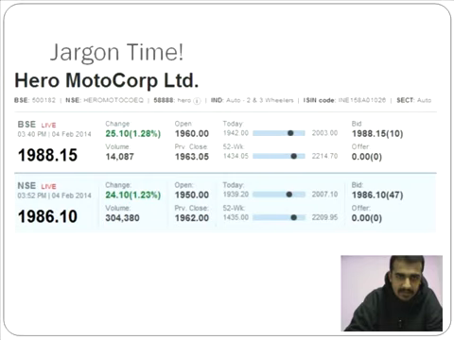1988.15. That's the price at which it was trading as of 3:40 p.m. At 3:40 p.m. the market is actually closed. That's when the screenshot was taken. Now there you can see change is 25 rupees and 10 paisa. In brackets you can see the percentage change.